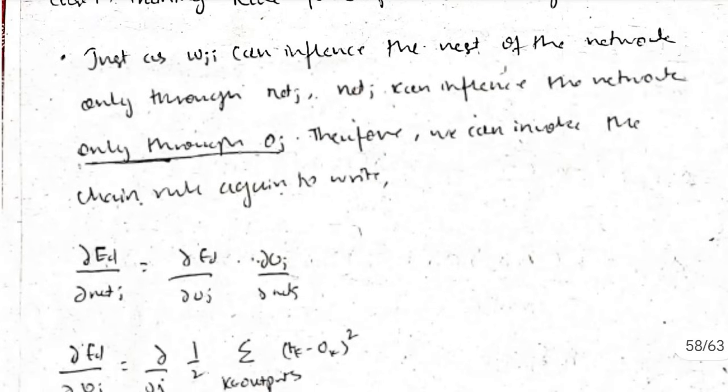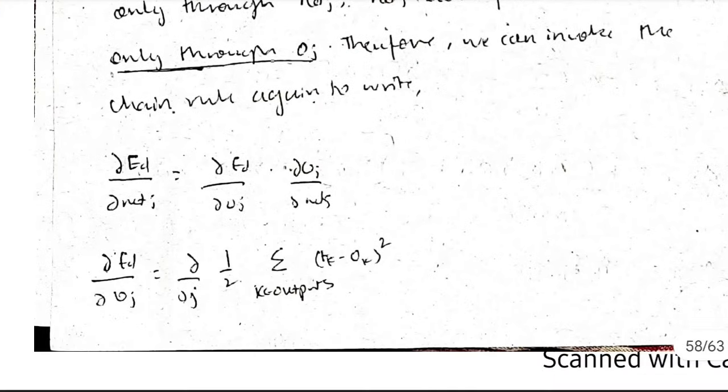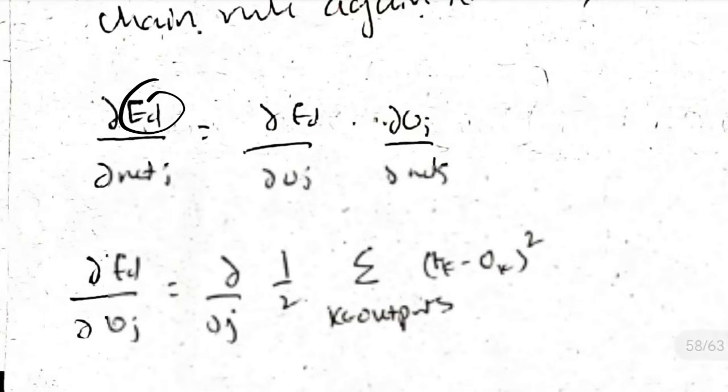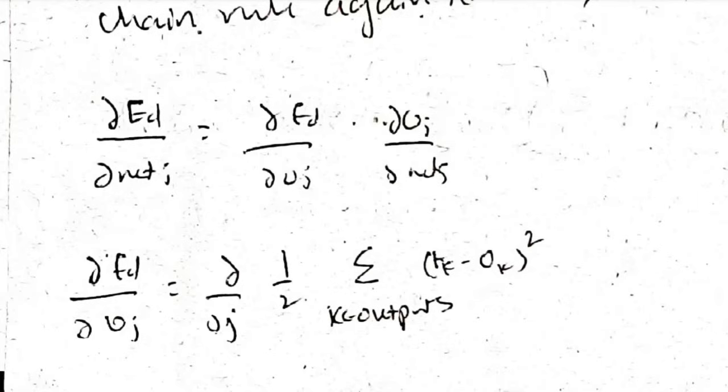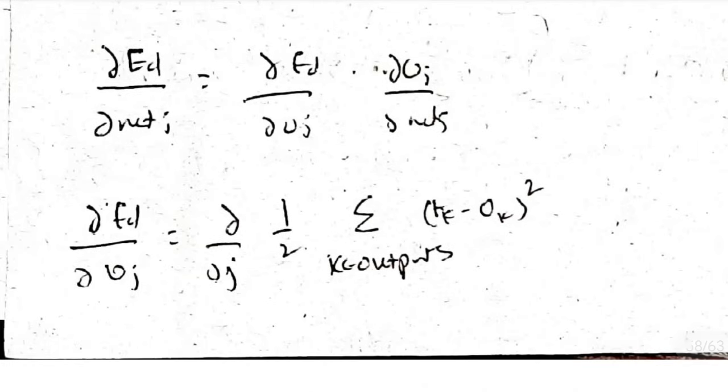So by using that concept, I'll write this same term, ∂Ed/∂netj, as ∂Ed/∂oj into ∂oj/∂netj. If I cancel this, I will get the same thing. Just have to practice this and write, no other option. You have to do the same things I've written here, just practice it and write.